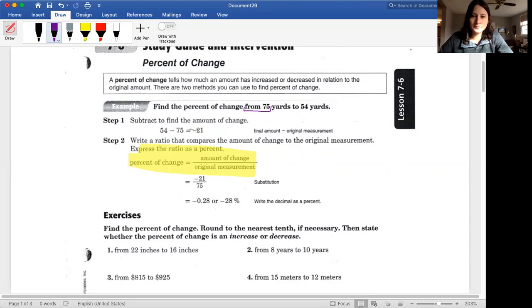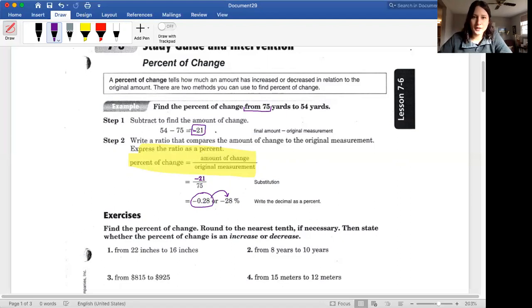What we're actually going to do is subtract the final amount minus the original amount. And the reason why is because we can tell that the amount has gone down through this negative sign. And so then we're going to put this over the original measurement, which is 75. So we'll have negative 21 over 75. Divide that in our calculator, negative 21 divided by 75. You end up getting negative 0.28, which as a percentage is negative 28%.